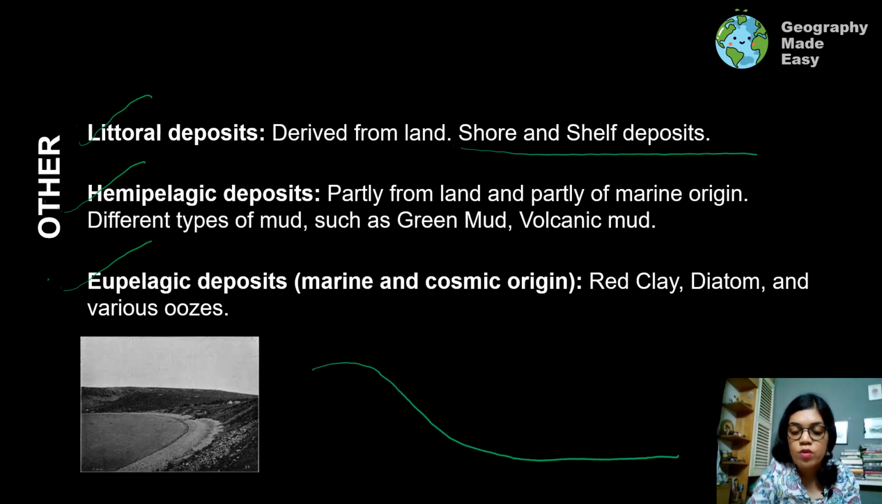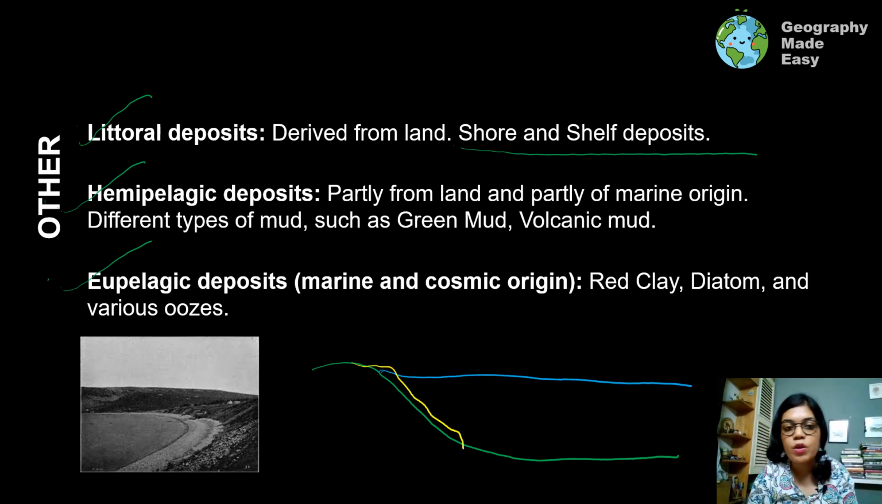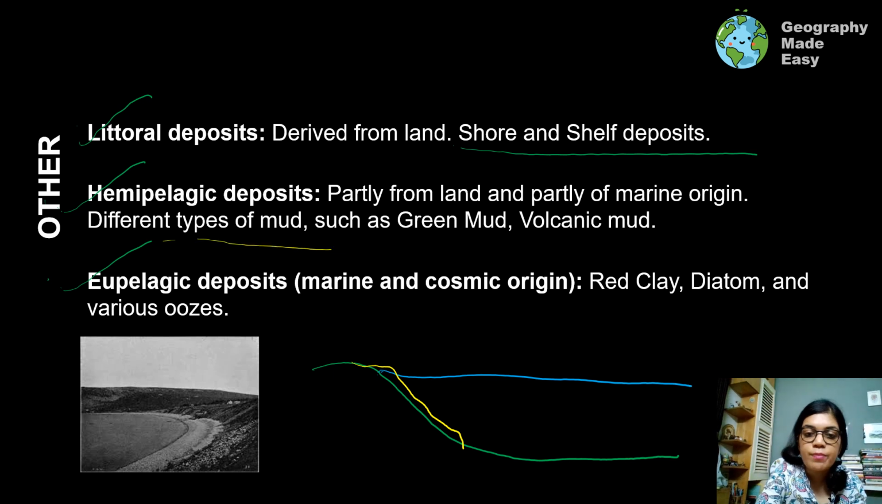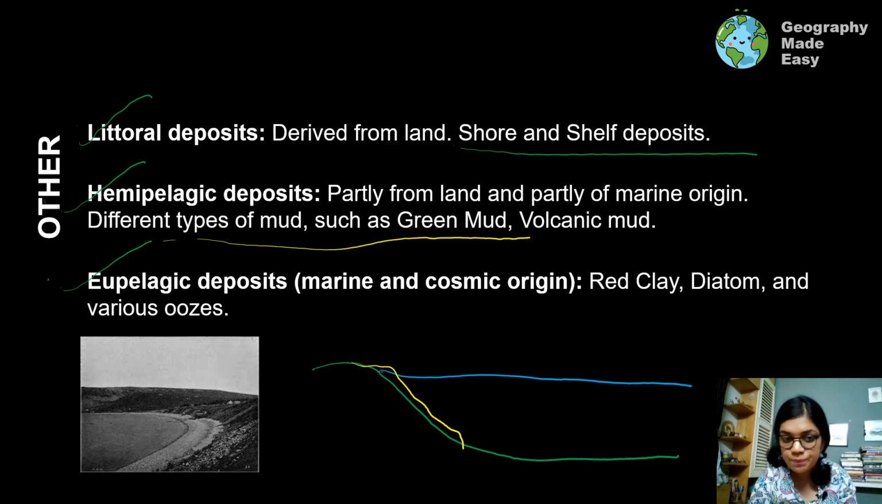Again, if I want to draw a section, if this is the water table, the shoreline along this area, the deposits will be called the littoral deposits. Hemipelagic deposits are deposits which have two kinds of origin, partly land, partly marine. We have the different types of mud, such as green mud and volcanic mud. And finally, we have the eupelagic deposits, which are of marine and cosmic origin. We have all the oozes and the different types of clays which are seen in the middle of the ocean only.